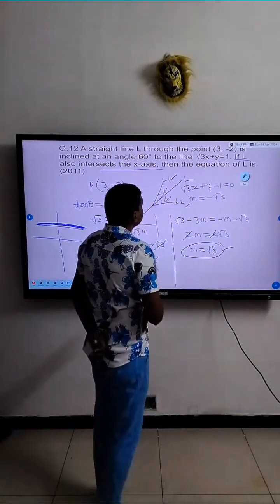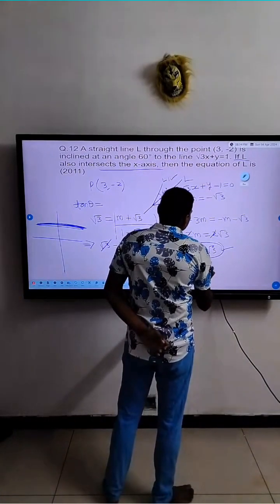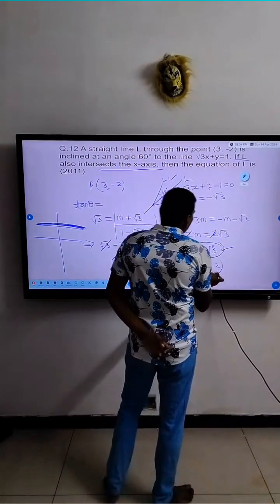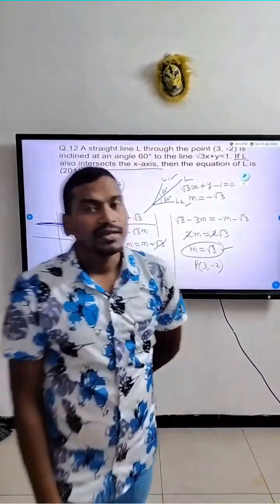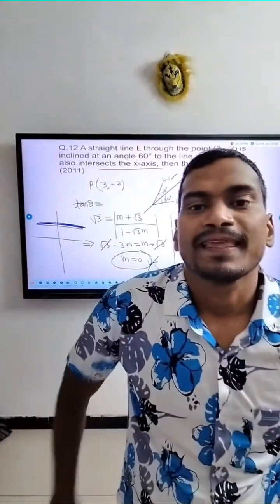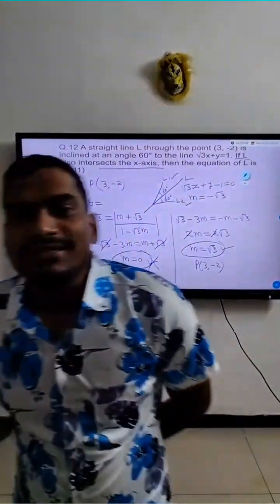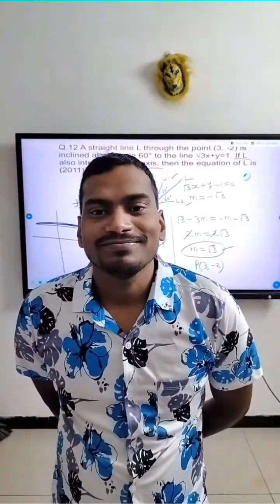M is root 3, the point is (3, -2), point slope form. Write the equation of the line, just be happy, get your answer, and this will be all from today.